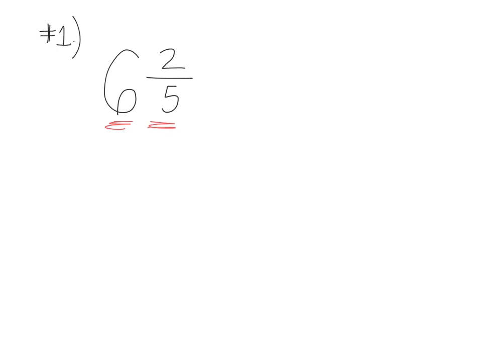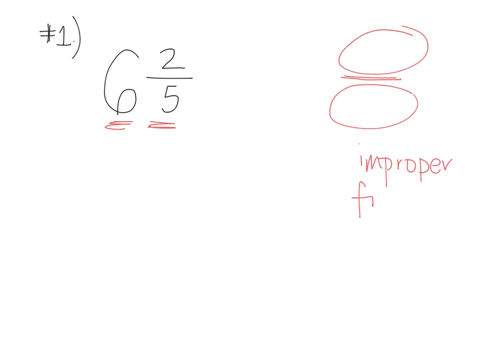It's when the numerator, the number above the fraction line, is larger than the denominator. If the numerator is larger than the denominator, then it's an improper fraction. And the question asks you to turn this into an improper fraction.